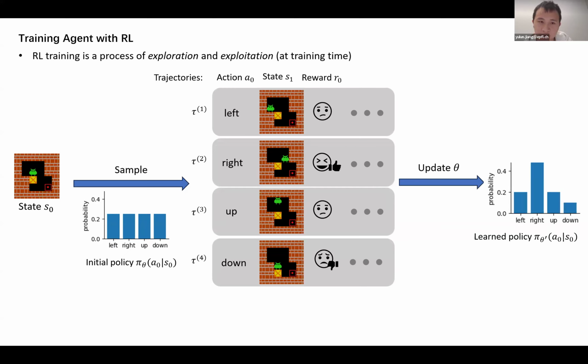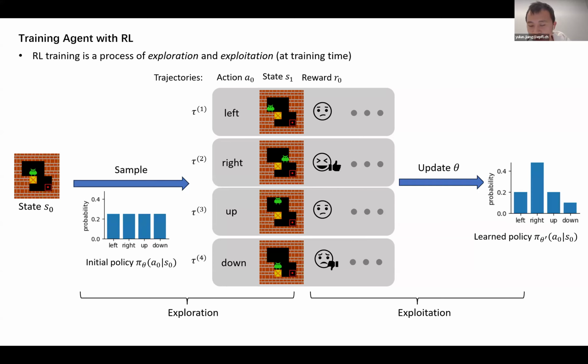I call the process where you sample and get the reward feedback from the environment the process of exploration. After that, you use this observation to update your policy, and this is the raw process of RL.